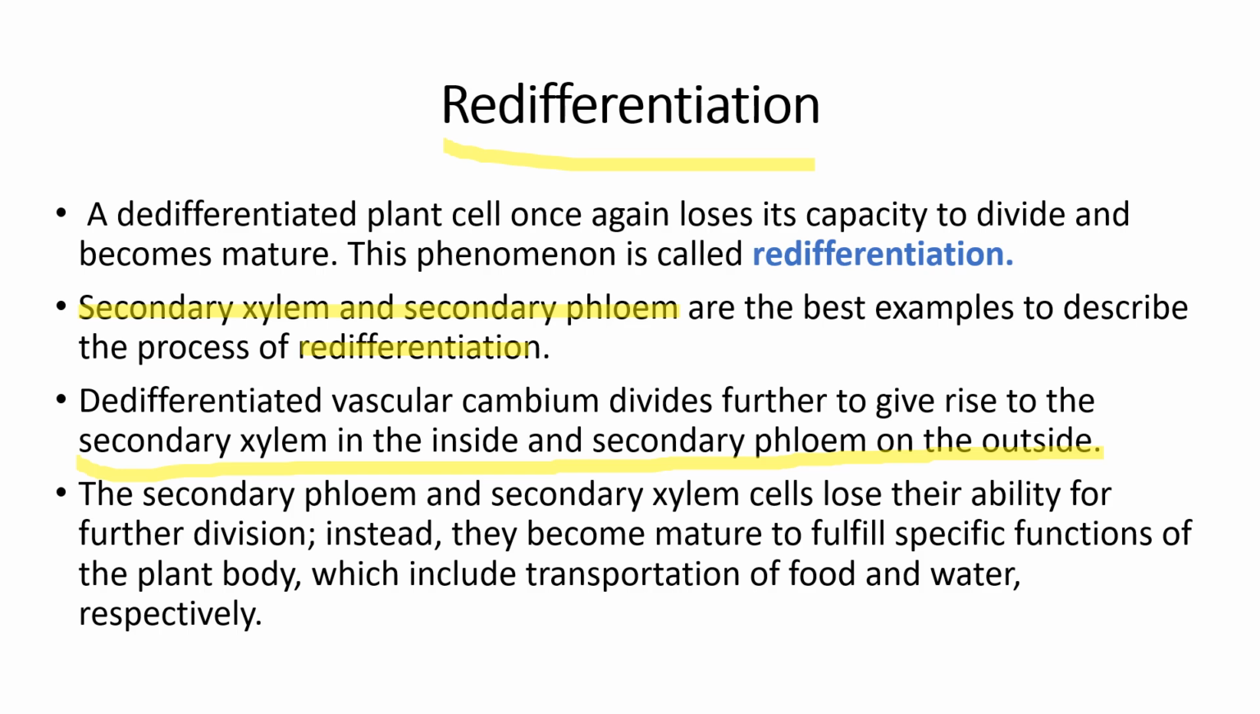Instead, they become mature to fulfill specific functions of the plant body, which include the transportation of food and water respectively. So these are the mature parts of the plant which perform those specific functions. So this was all about the redifferentiation process.